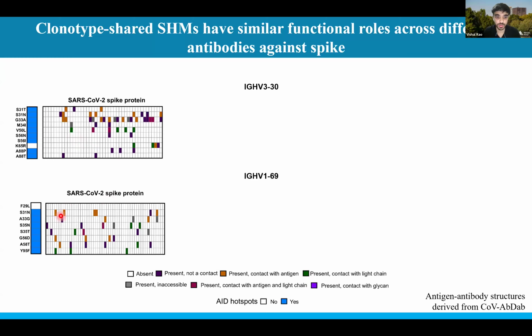And what was interesting was these mutations are not only common across different antibodies, but they also seem to have similar functional roles. For example, S31N here seems to always be a contact with the antigen, while Y95F, whenever it's present, always seems to be a contact with the light chain. So this was interesting, and we asked, okay, if this is true for different epitopes within Spike, this might be true for other antigens in general, for antibodies that use these V genes.